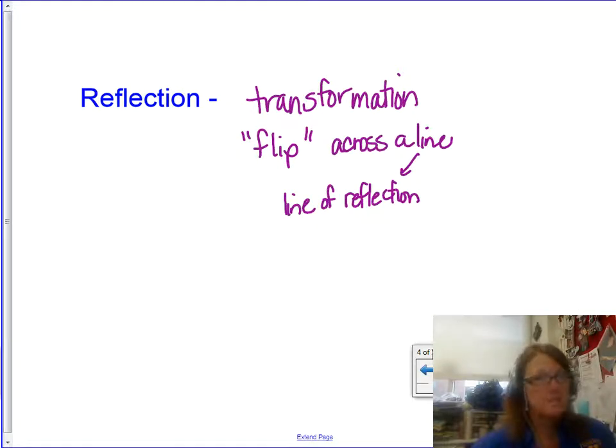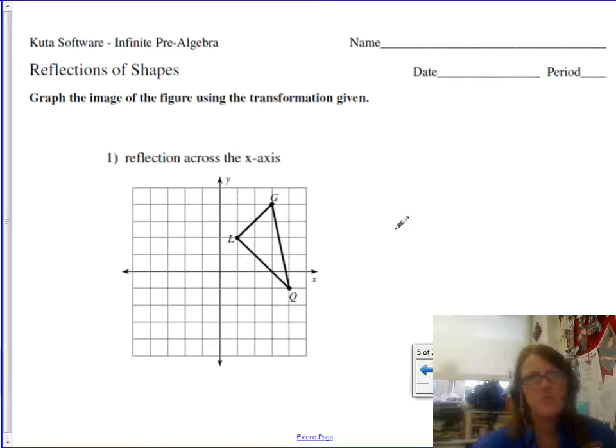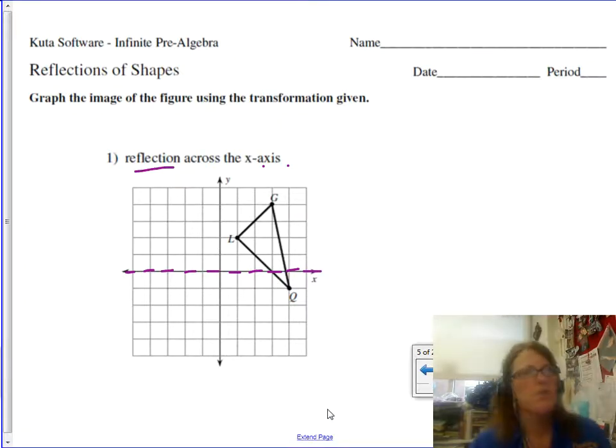So you have a notes sheet and we've got 6 examples, different scenarios there that I want you to look at. Here's the first one. We've got this nice triangle GLQ, and it says graph the image of this figure using the transformation given, and they want you to reflect it across the x-axis. With your pencil, or something in a different color, which is even better, when we find this line of reflection or symmetry line, this is your fold line. I want you to visualize what it's going to look like if we folded this across and where that point would land on the other side.